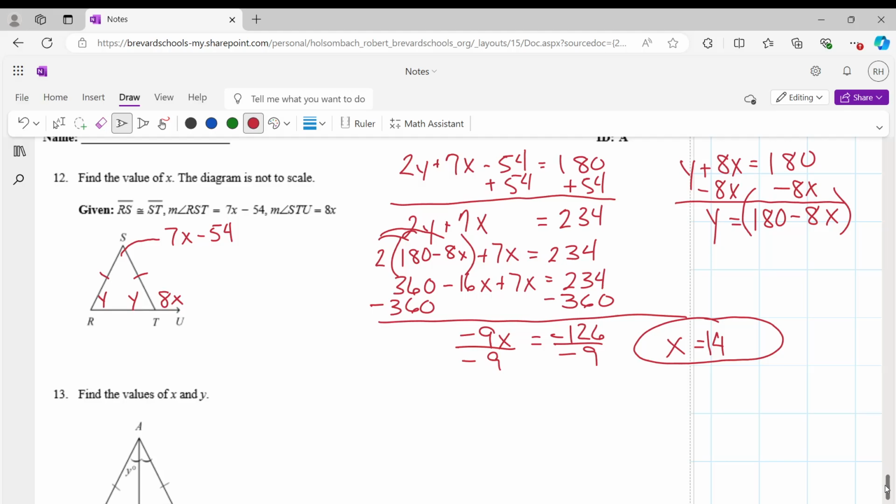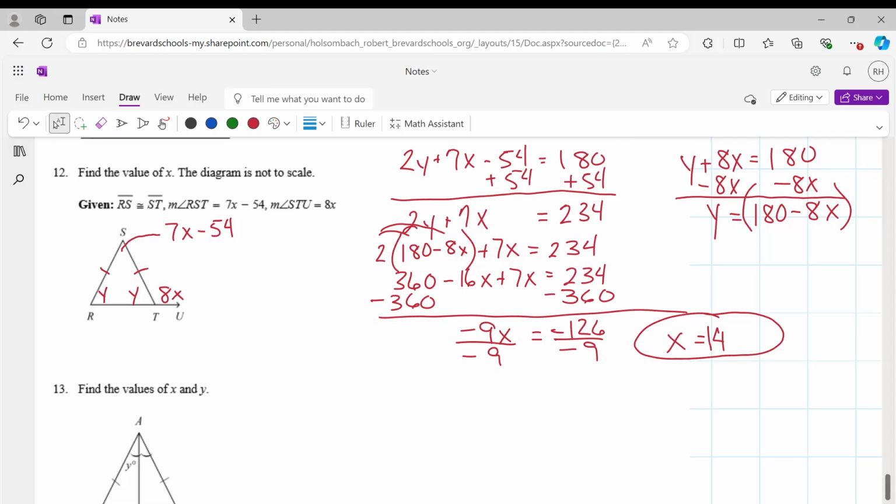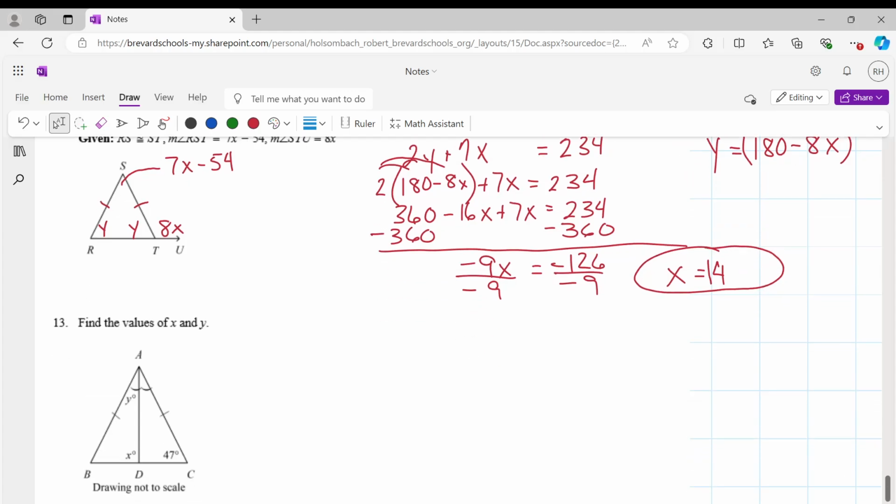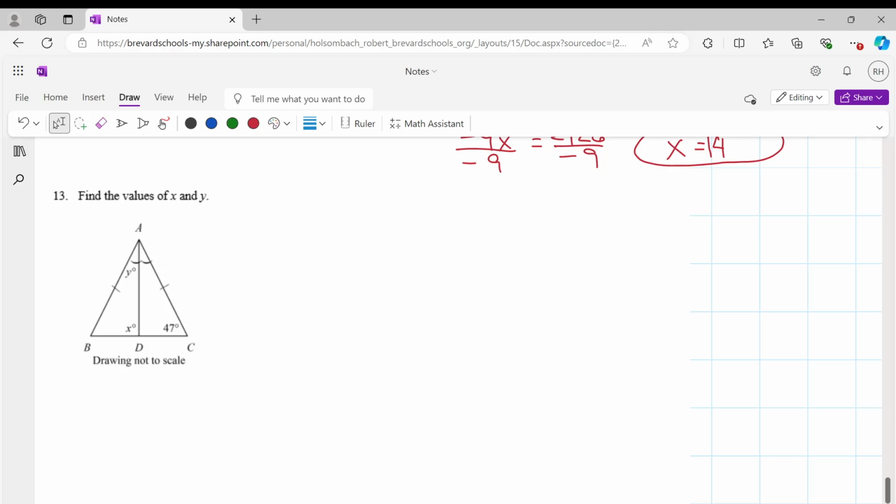And finally, problem number 13. Find the values of x and y. Again, we've got two sides of a triangle that are congruent. I'm looking at this big triangle around the outside. If those two sides are congruent, then this angle is congruent to this angle. So that makes angle B here 47.